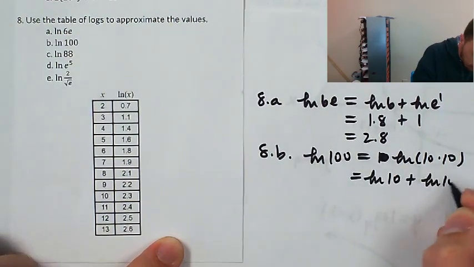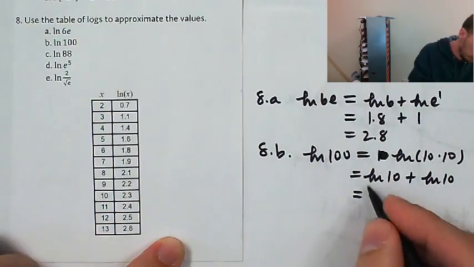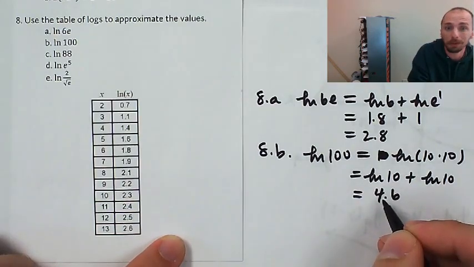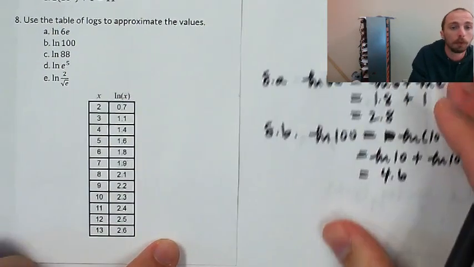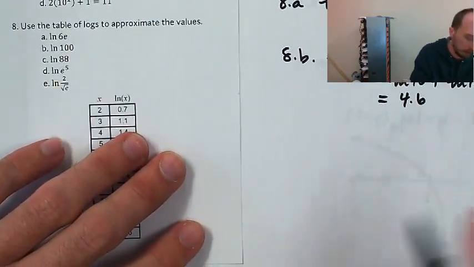Okay, so that'll equal natural log 10 plus natural log 10, which will be 2.3 plus 2.3. That's going to be 4.6. Or you could have said that's 10 squared, and 2 times 2.3 is 4.6. Either way, you're going to get 4.6 if you do it right. Okay. That was A and B, a little hasty.